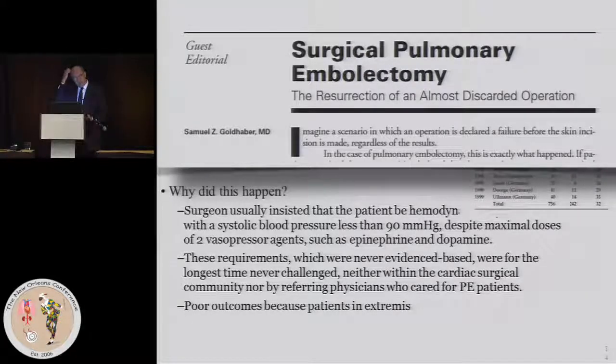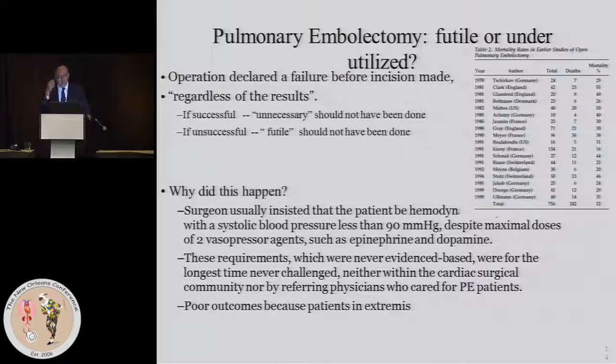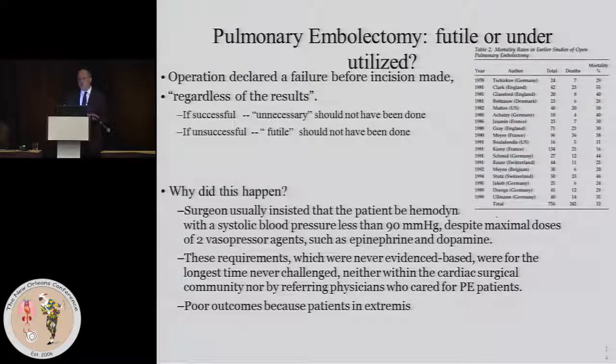So surgical pulmonary embolectomy enjoyed a revival in the early 2000s, really in 2002, 2003 at the Brigham Hospital. And really, prior to this, the operation was declared a failure before the incision was made, because regardless of the results, if it was successful, you would say, well, it was unnecessary, it shouldn't have been done. And if it was unsuccessful, everybody will say, well, it was futile, why did you bother? And this was usually because up until 10 years ago, surgeons would usually only operate on patients with PE if those patients were extremely sick, in many cases often moribund.